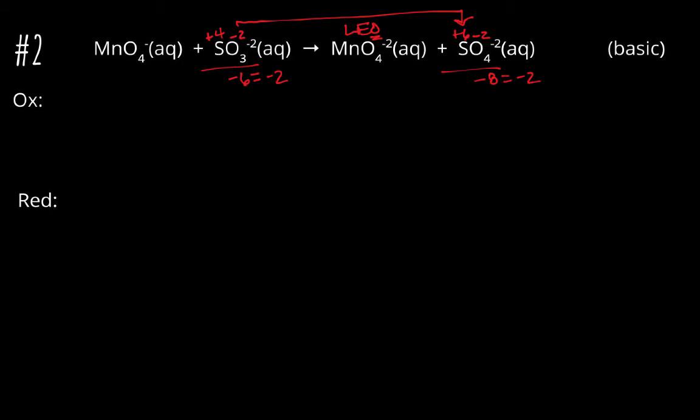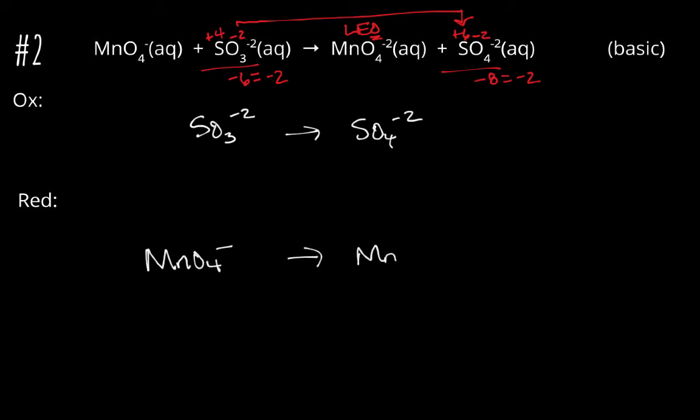So that's my oxidation. Here under oxidation, I'm going to do SO3 -2 goes to SO4 -2. So that means the rest of it has to be my reduction reaction: MnO4 minus goes to MnO4 -2.